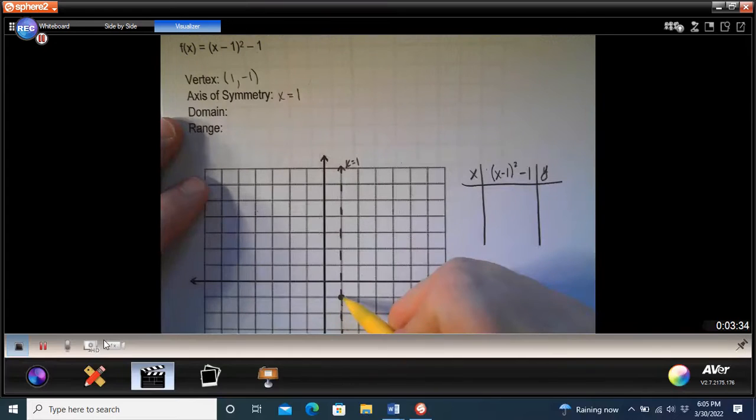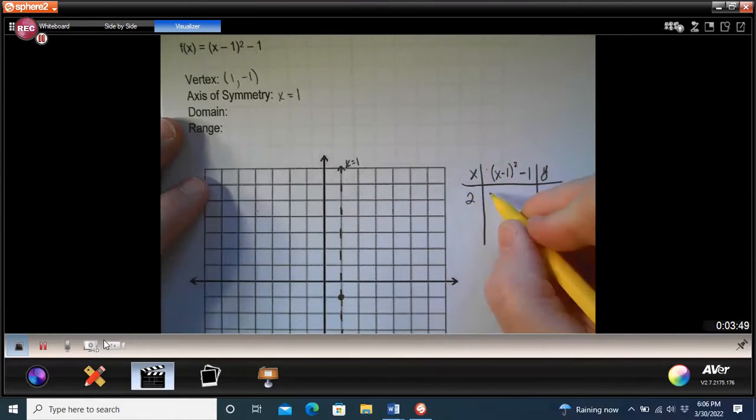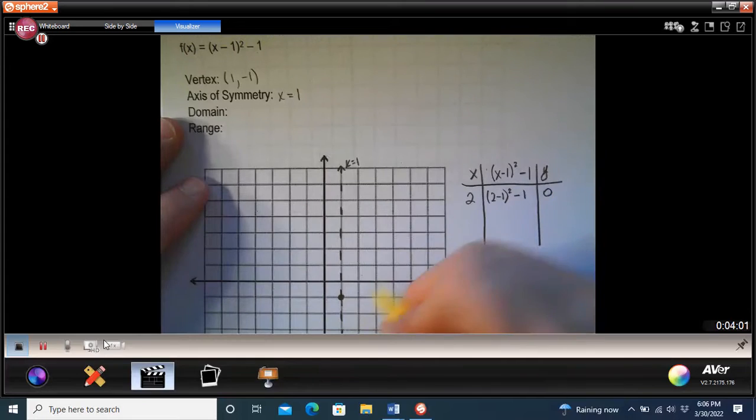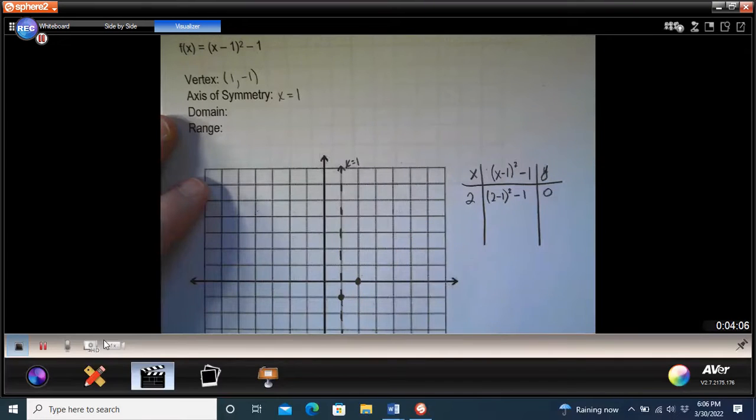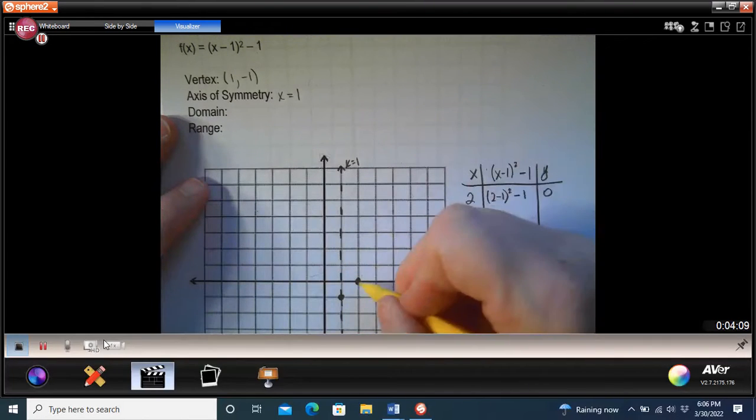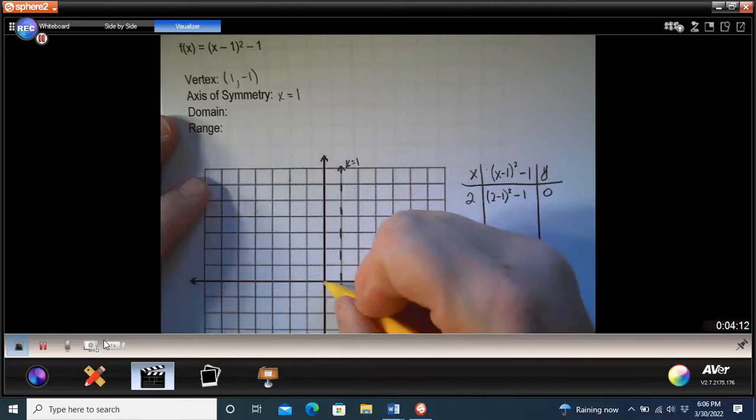So what's right next to my vertex here? What's the point right next to it? The point right next to it is either 2 or 0. Take your preference, plug in either one. I'm going to plug in 2. So I'm going to have 2 minus 1 squared minus 1. 2 minus 1 is 1. Squared is 1. Minus 1 is 0. So a point on my parabola is the point (2, 0). And then this axis of symmetry tells me that if there's a point here, there has to be a point right here.